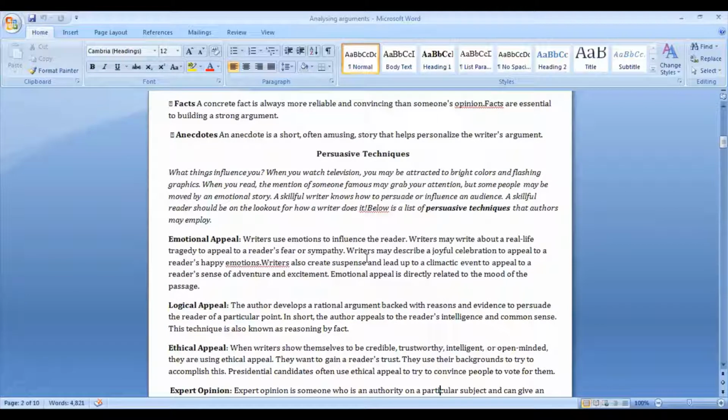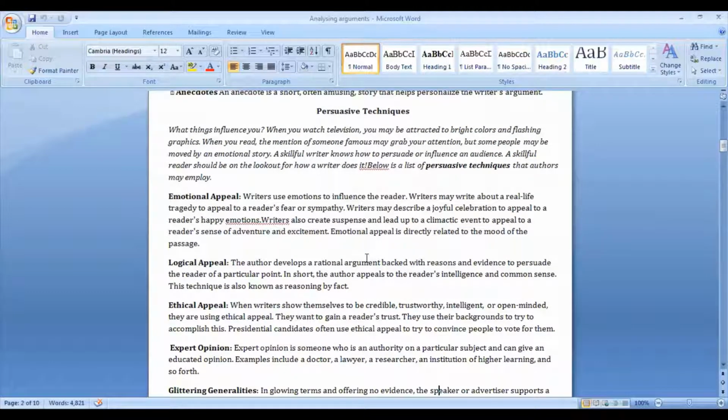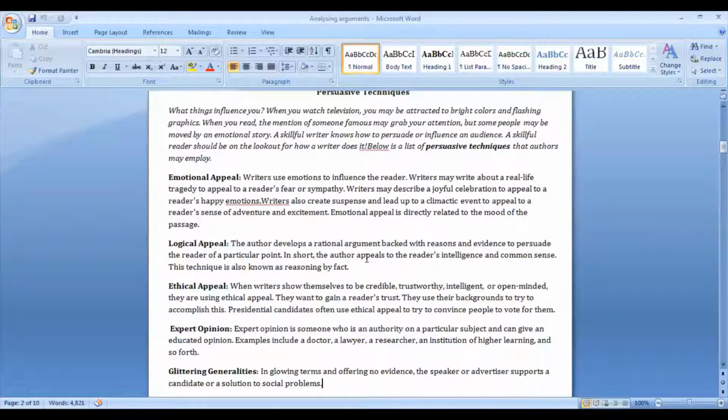Now, persuasive techniques. One is emotional appeal, one is logical appeal, one is ethical appeal, one is expert opinion, and the other is glittering generalities. Let's go by the emotional appeal, and I'll club all these aspects in one example.